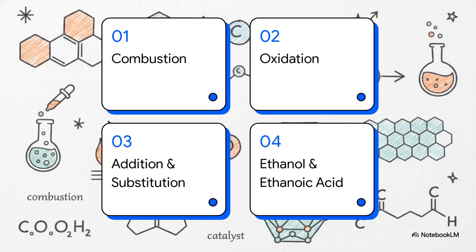Hello, students, and welcome. Today, we're diving into a fascinating explainer on the chemical properties of carbon compounds. We'll be looking at four main things today. First up, combustion, then oxidation. Third, we'll look at addition and substitution reactions. And finally, we'll put the spotlight on two superstars, ethanol and ethanoic acid.